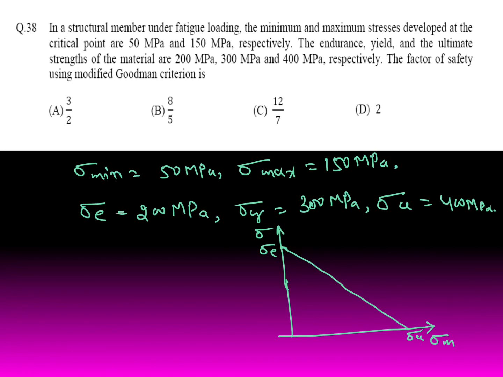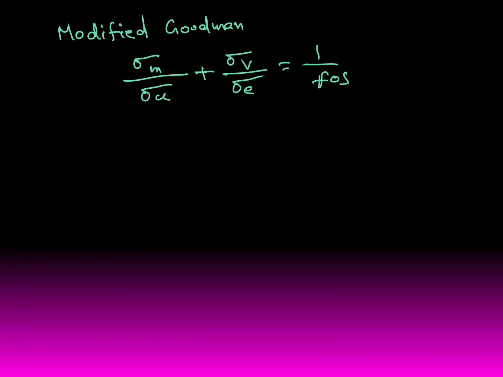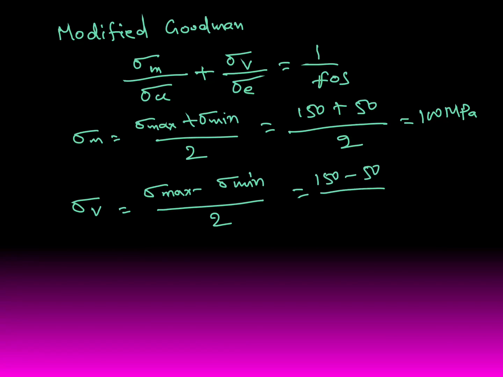For modified Goodman, our formula is sigma mean by sigma ultimate plus sigma variable divided by endurance limit stress, equal to 1 by factor of safety. We have to calculate the factor of safety. First sigma mean we will calculate: maximum stress plus minimum stress divided by 2. Maximum stress given is 150 plus minimum 50 divided by 2, it's 100 megapascal. Then sigma variable V is maximum stress minus minimum stress divided by 2. 150 minus 50 divided by 2, 100 by 2, it's 50 megapascal.